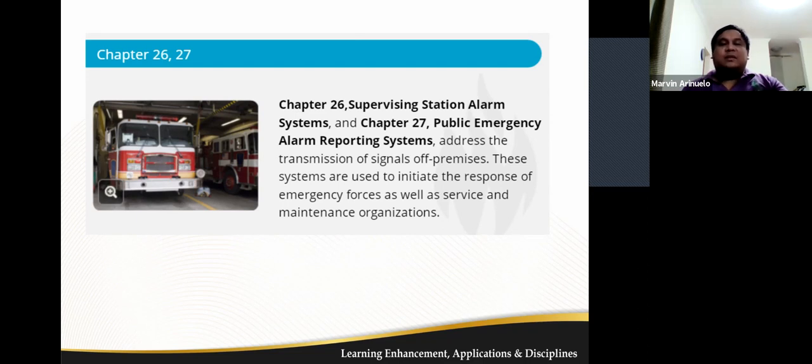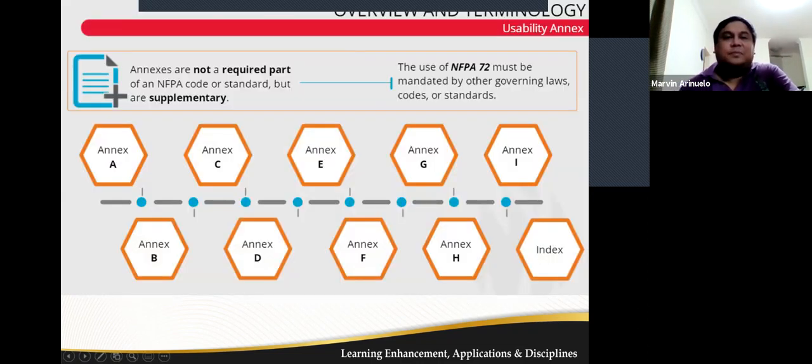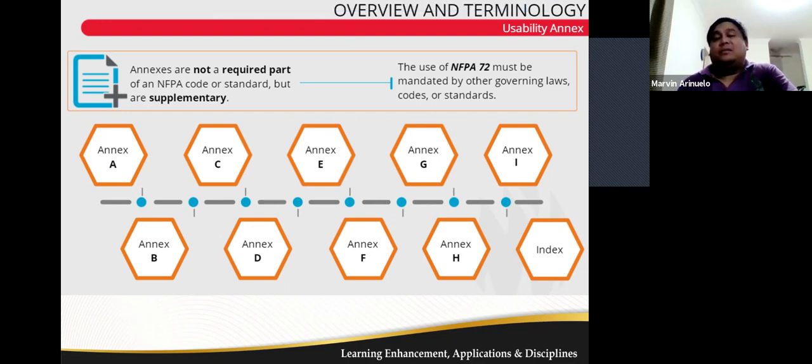26 and 27 address transmission of signals off premises, like to the firefighter, no? And these systems are used to initiate the response of emergency forces or the first responder, as well as the service and maintenance organization. No? Annexes are not mandatory, meaning you should not consider them a requirement of the system standard. It is just further information or detail on a particular clause or standard requirement. Normally it is just an explanation, supplementary information.